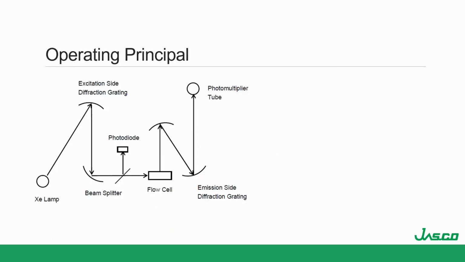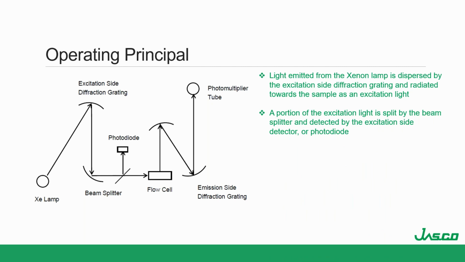So the operating principle, you start with your light emitted from your xenon lamp, and it's dispersed by the excitation side diffraction grating and radiated towards the sample as an excitation light. A portion of that excitation light is split by the beam splitter and detected by the excitation side of the detector.